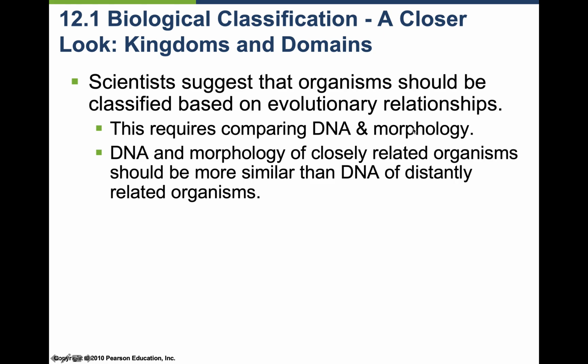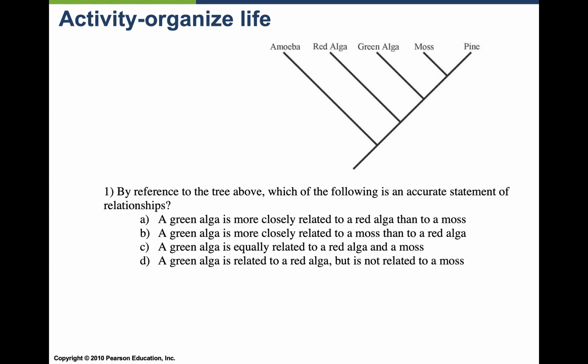So you can think of morphology as like anatomy, comparing the bones between humans and birds and frogs, right? That would be a morphological comparison, or using morphology to create a phylogeny, or a phylogenetic tree. So the DNA and morphology of closely related organisms should be more similar than the DNA or morphology of distantly related organisms, okay? The DNA and anatomy should be more similar in species that are closely related than in species that are distantly related.